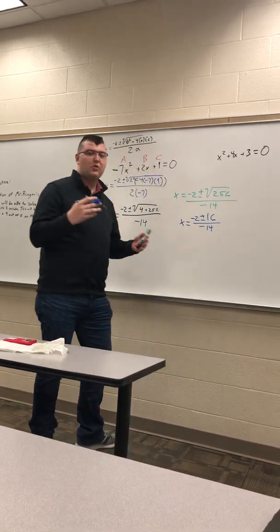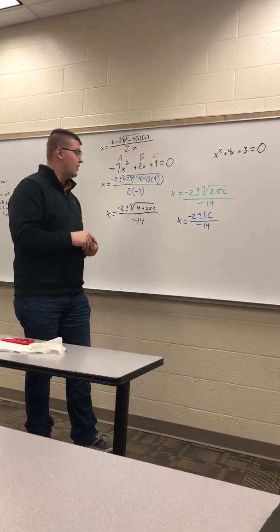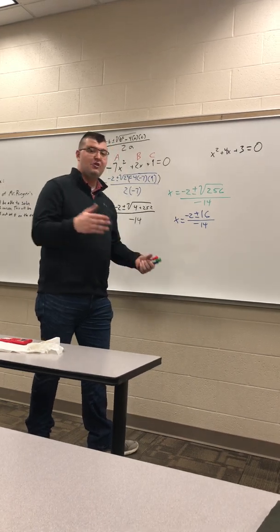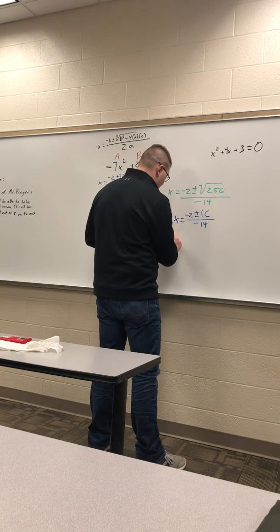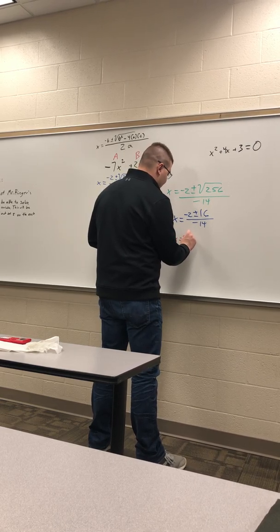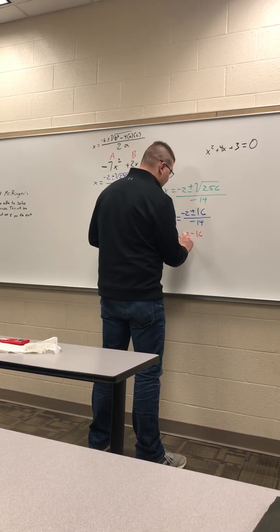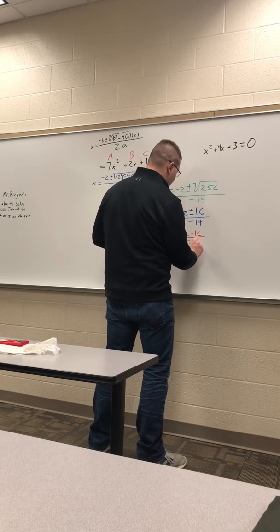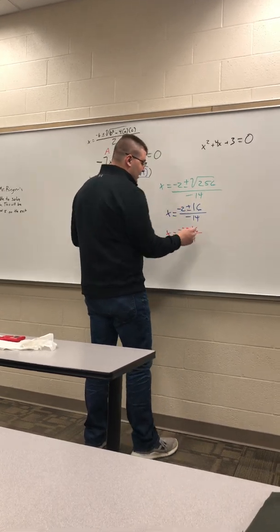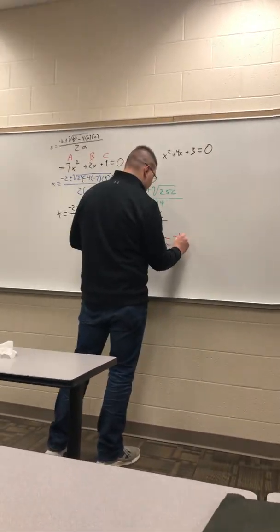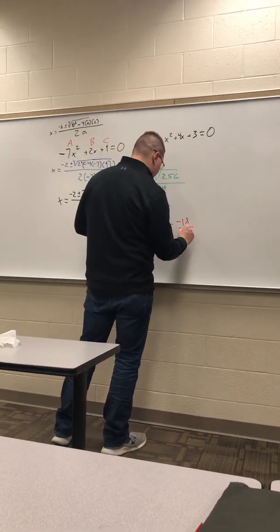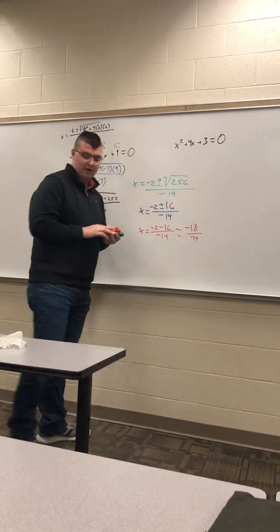Okay guys, now we're getting towards the end here, so what do we do next? Plus or minus, just stay, so you need to do both ways. So let's go over here and do x equals negative 2 minus 16 over negative 14. So what's that going to be? That's going to even out to be negative 18 over negative 14. So what does that go in our calculators as?